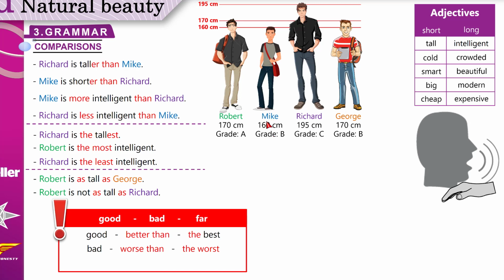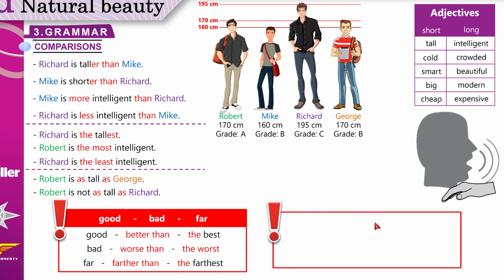Mike is worse than Robert. Richard is the worst. Far, farther than, and the farthest. You need to remember this. You need to learn this. And one more thing.